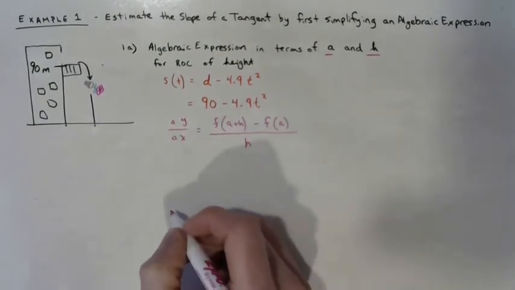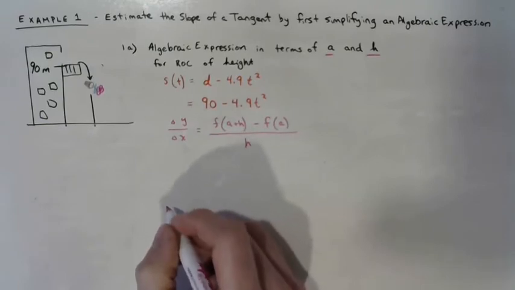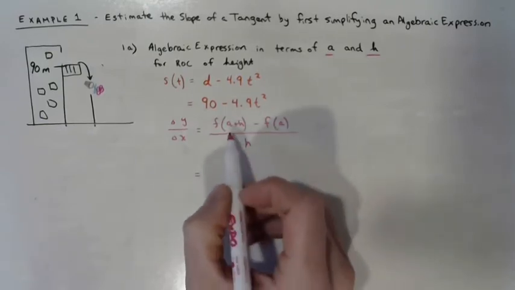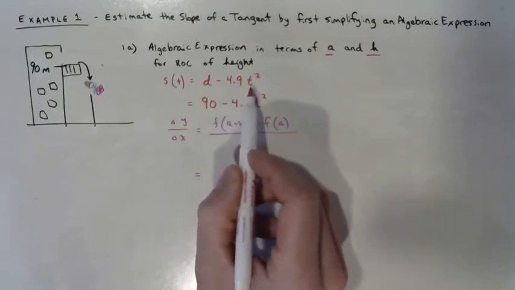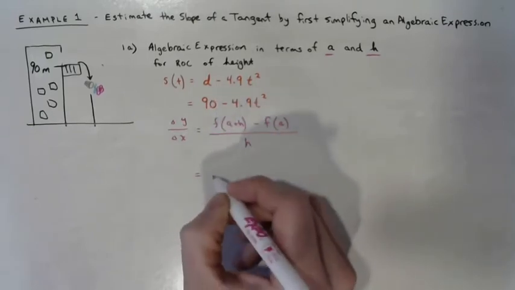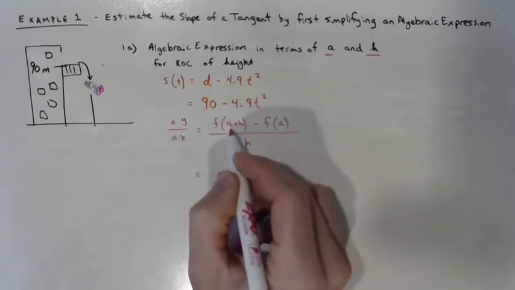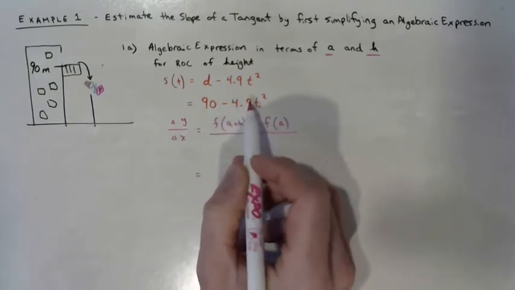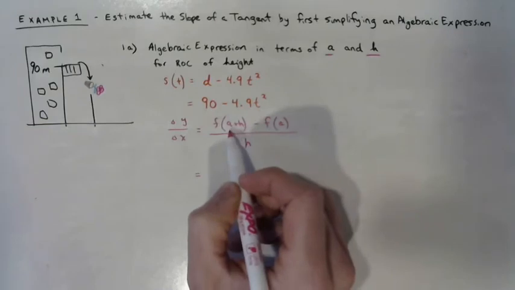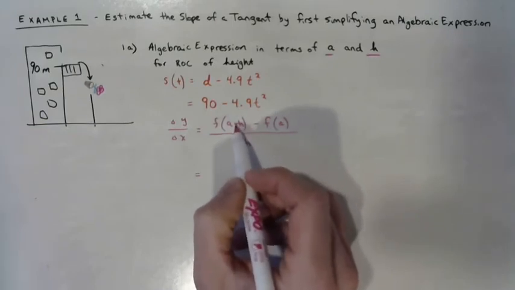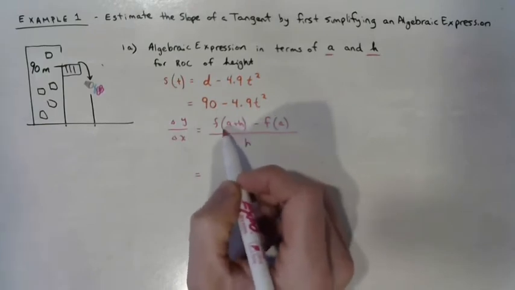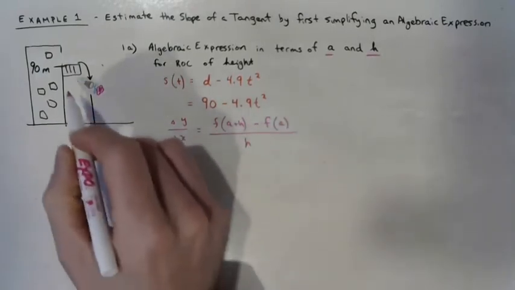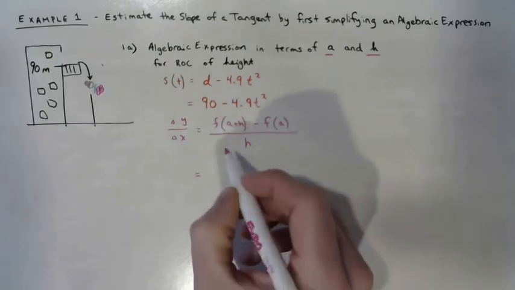Well, from here, we can plug in what we know. We know what our function is. Our function is d minus 4.9 t squared. Okay, so we're just going to put that in, the value of the function, and wherever we see our variable, which is t, we're going to put in a plus h, okay, because that's the value where we want it. This is going to work for any interval over the entire time that the pot is falling to the ground.